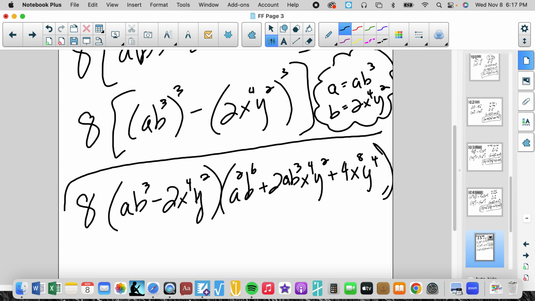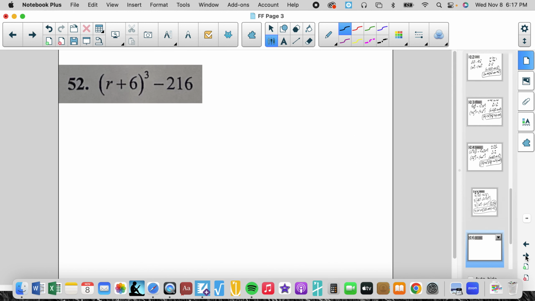That should be the correct answer. Yep, we're good. All right, oh, this is nice. So we've already got our base figured out on the left side.